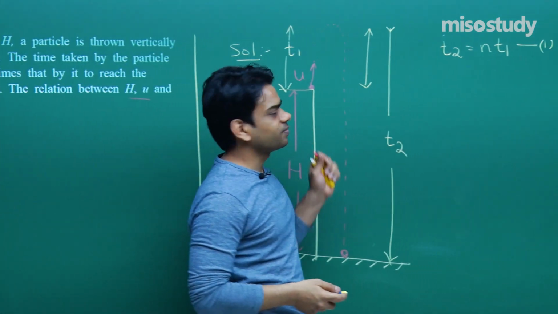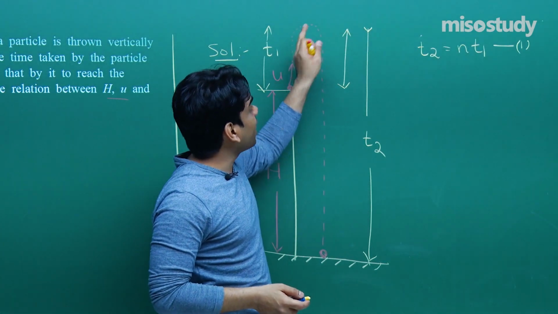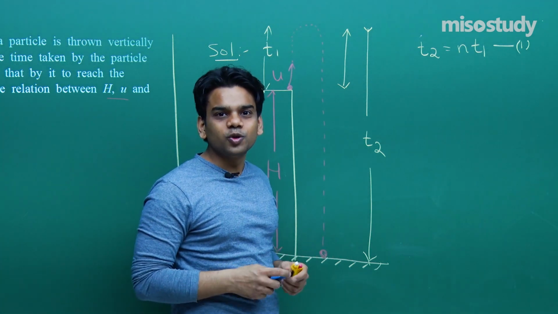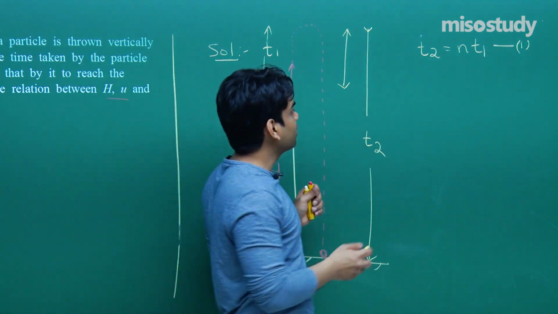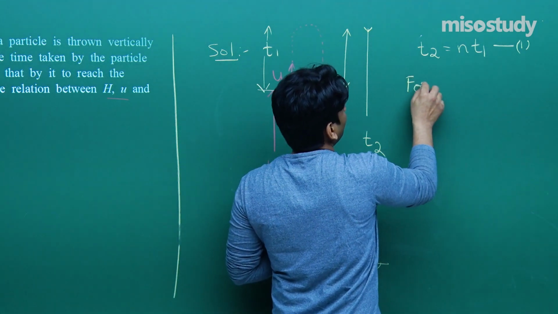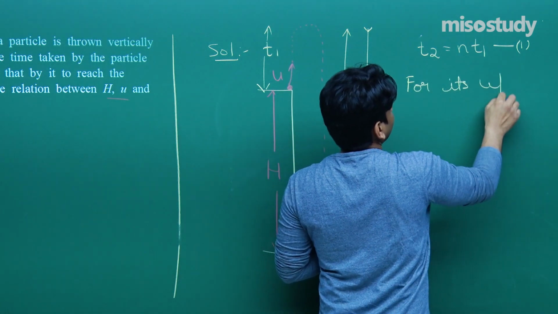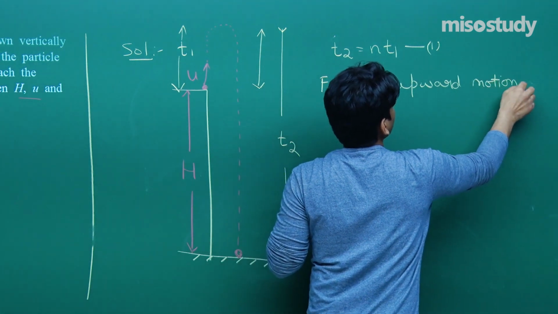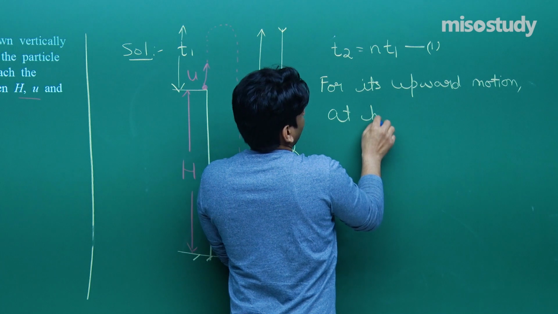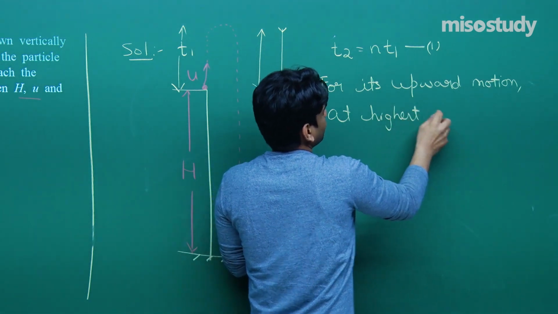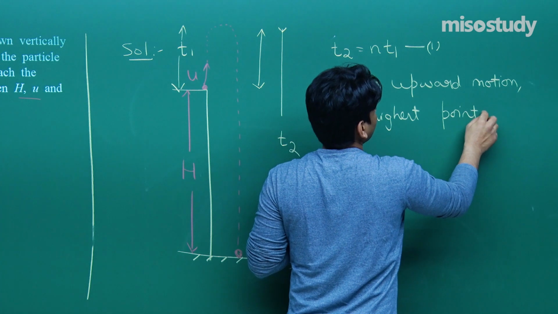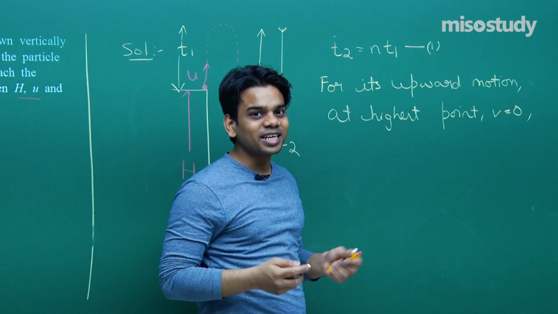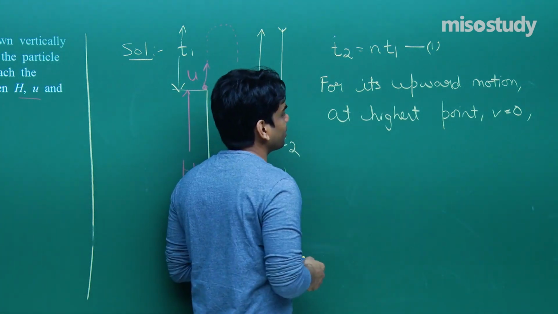Now, let's try to make an equation for t1 and t2. Now see, for t1, the velocity at the highest point will be 0. The time taken is t1. So if we use v equals u plus at, we can find out the time t1 relation. Now see, for its upward motion, at highest point the velocity becomes 0. This is what we know, because the body will come instantly to rest for a small instant of time.